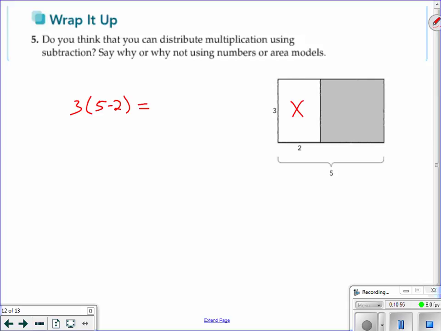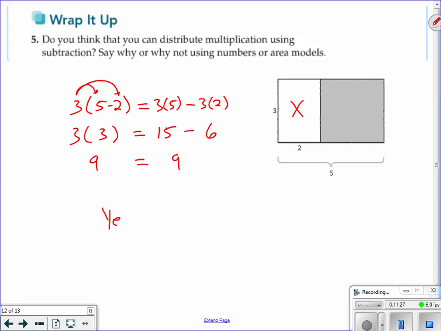So I want to see, is it going to work if we do 3 times 5 minus 3 times 2? On this side, 5 minus 2 is 3, so we'd have 3 times 3. On the other side, 3 times 5 is 15, and 3 times 2 is 6. So 3 times 3 is 9, and 15 minus 6 is also 9. So yes, it works out. It doesn't matter if it's addition or subtraction inside the parentheses, the distributive property is going to work for you.